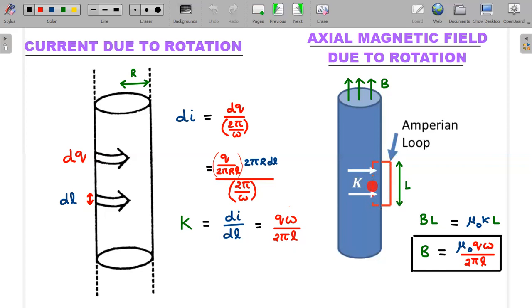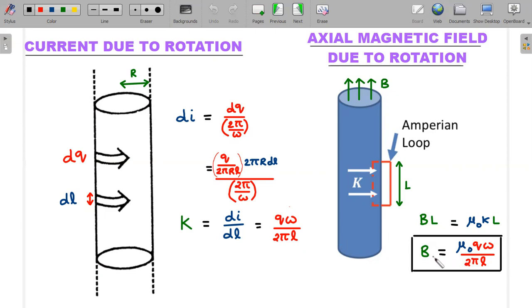So the Amperian circulation will be only available here, magnetic field circulation. So B into L. For this part, it is 0 because it's perpendicular, and here outside B is 0. So B into L should be equal to mu naught into current enclosed. The value of the current enclosed is this K cutting the length capital L. So once the capital L gets cancelled, you get the magnetic field produced inside as mu naught K, and I substituted the value of K here. So this is the expression I'll borrow to the next page.